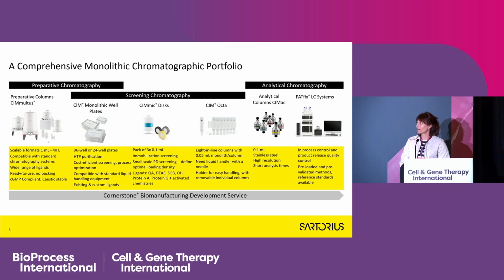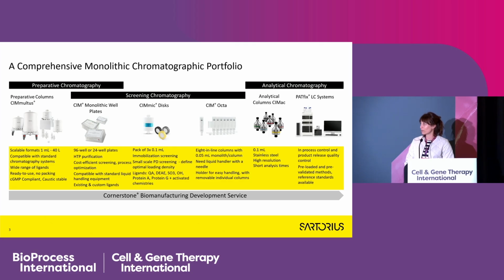This is our comprehensive monolithic chromatography portfolio. We offer preparative chromatography, where we suggest clients start with screening chromatography. They use high throughput screening solutions, where it's worth mentioning our CIM monolithic well plates, our CIM discs, and our CIM octa products. The plates are 96-well or 24-well plates for really high throughput purification. You can screen many different conditions with them.